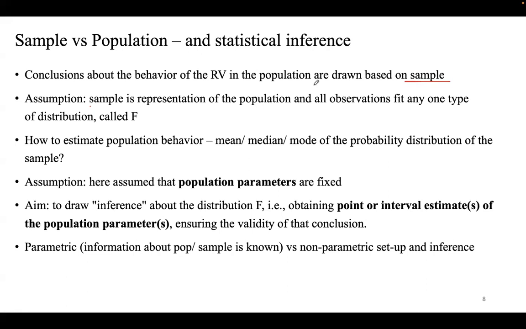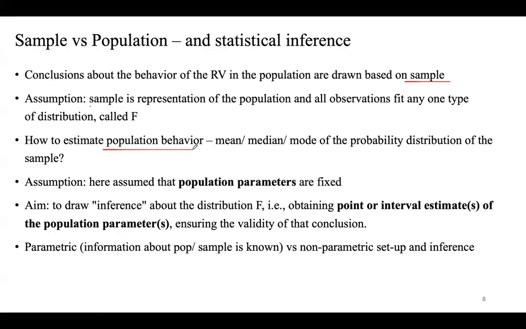And we're assuming that the sample is a representation of the population and it would fit some sort of a distribution. We'll just call it F. It could be normal, it could be anything. So now we want to estimate the behavior of the population. Sometimes we may be interested in the mean, sometimes in the median, mode, variance. We could be interested in any sort of population behavior.